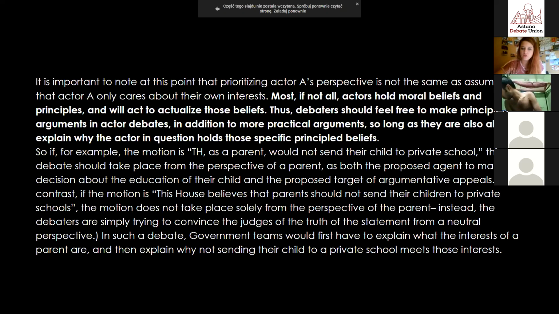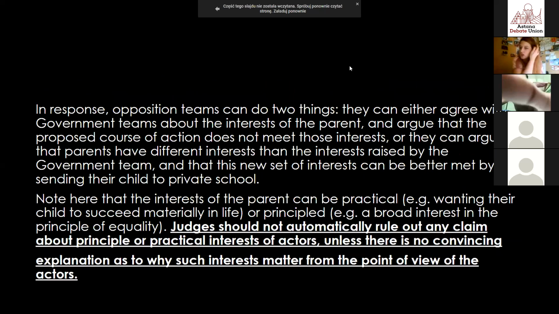In such a debate, government teams would first have to explain what the interests of the parent are, and then explain why not sending their child to private schools meets those interests. So that's the difference in terms of weighing in particular types of motion. In response, opposition teams can do two things. They can either agree with government teams about the interest of the parent and argue that the proposed course of action does not meet those interests, or they can argue that parents have different interests than the interests raised by the government team, and that this new set of interests can be better met by sending their children to private school.